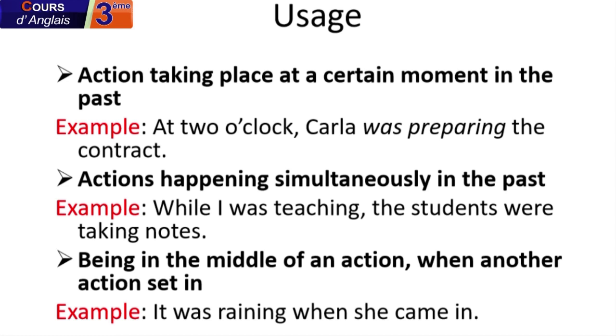The past continuous is also used when an action was in progress in the past and another action interrupts it. Example, it was raining when she came in. So the action here, which is in progress, is to rain. And the other action which is going to interrupt is to come in. Now let's do some exercises to practice the past continuous.